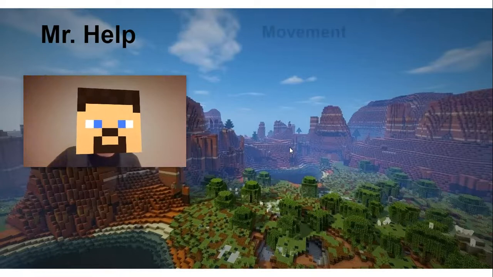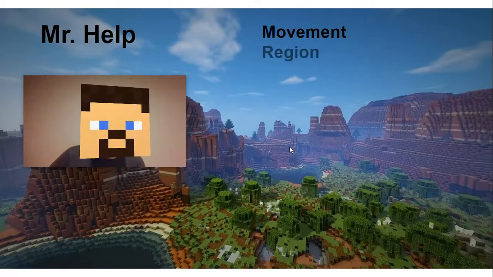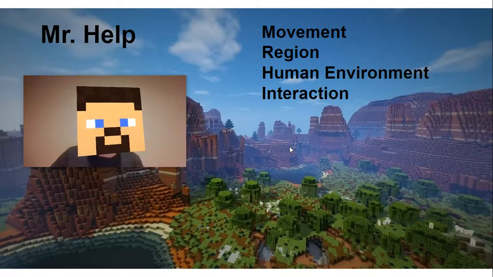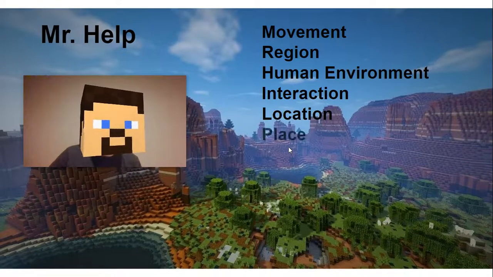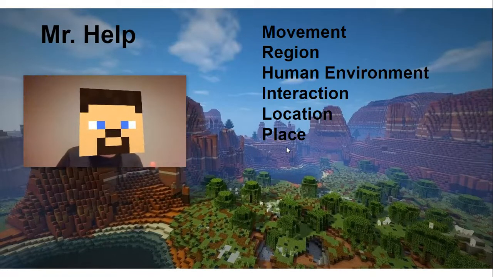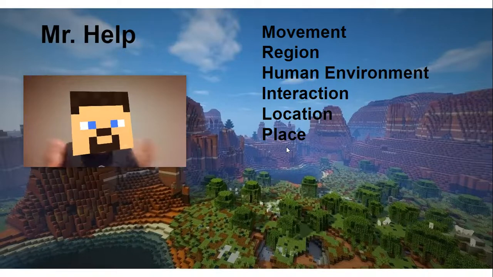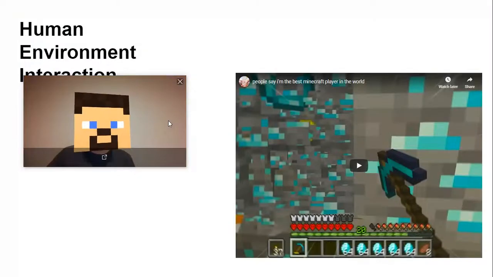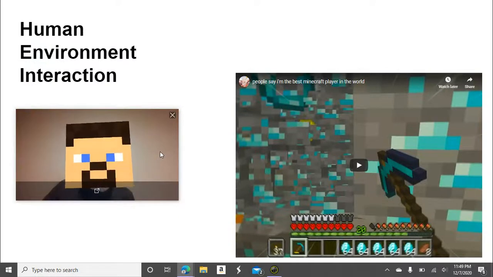We have M for movement, R for region. The HE will be combined for human environment interaction, the L for location, and the P for place. Today, we're going to be looking at the human environment interaction and place. And again, we're going to use Minecraft to do that. So let's get started. First off, human environment interaction.